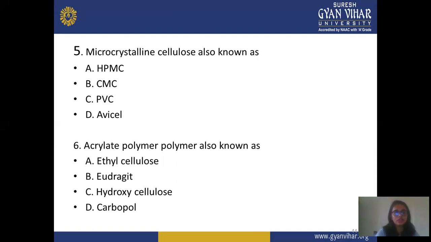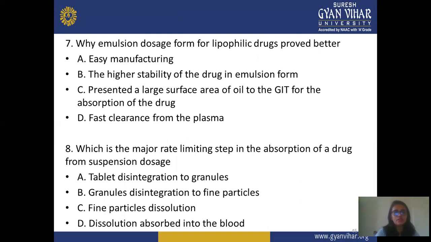And sixth question: acrylate polymer is also known as A ethyl cellulose, B is Eudragit, C is hydroxycellulose, D is Carbopol. Seventh question: why does an emulsion dosage form prove better? A option is easy manufacturing, B is higher stability of the drug in emulsion form, C is it presents a large surface area of the oil to the GIT for the absorption of the drug, D option is fast clearance from the plasma.